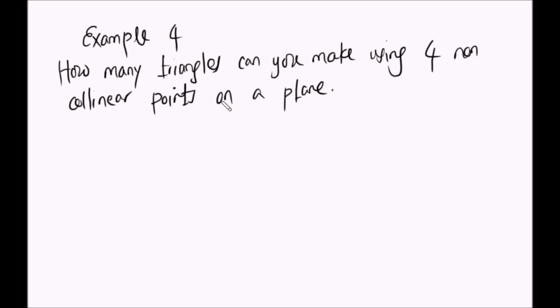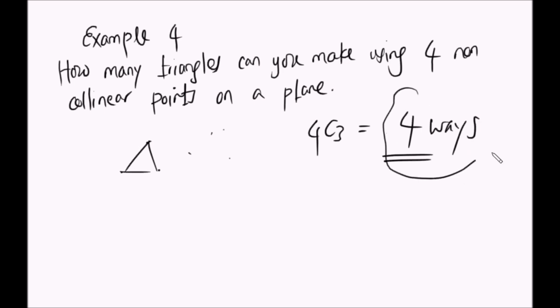Example 4 anasema how many triangles can you make using 4 non-collinear points? So triangle has 3 points, lakini you want to make a triangle kwa kutumia 4 points. So you're only going to choose 3 out of 4. Kwa hiyo ni 4 combination 3. What's the answer there? The answer is 4 using your calculator. Yeah, 4 combination 3. The answer is 4. So how many ways? Ni 4 ways. This is the answer of example 4.